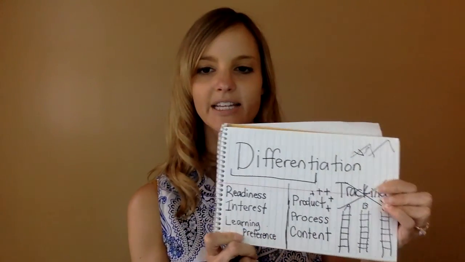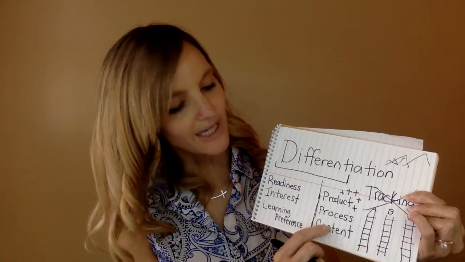And the last thing that we can differentiate for is content itself. Okay, so we can differentiate on product, process, and content. So content in the sense of challenging some students with more difficult material. Oftentimes we will do what we call curriculum compacting, where students are either learning material at a faster rate, or oftentimes they're just skipping some material that they already know, so the content is different.